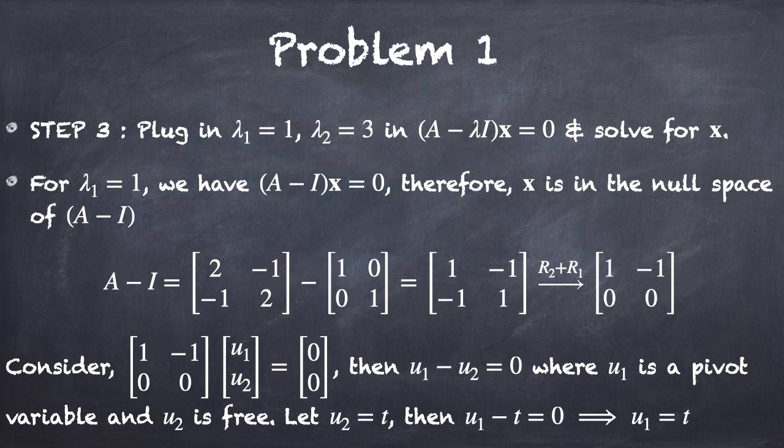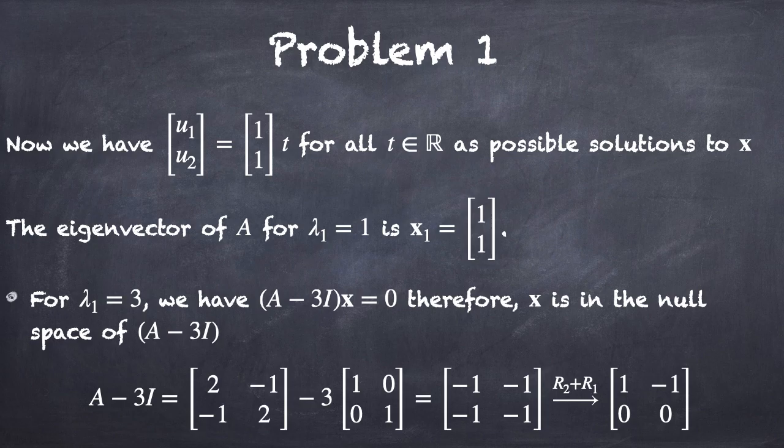Then when we do the matrix multiplication, we get u1 minus u2 equals 0. So as u2 equals t, we take it as u1 minus t equals 0. That tells us that u1 equals t. Alright, so then we have u2 equals t and u1 equals t. We factor out the t and we get (1, 1) as the vector, (1, 1) times t, for all t belonging to R, as possible solutions to x.